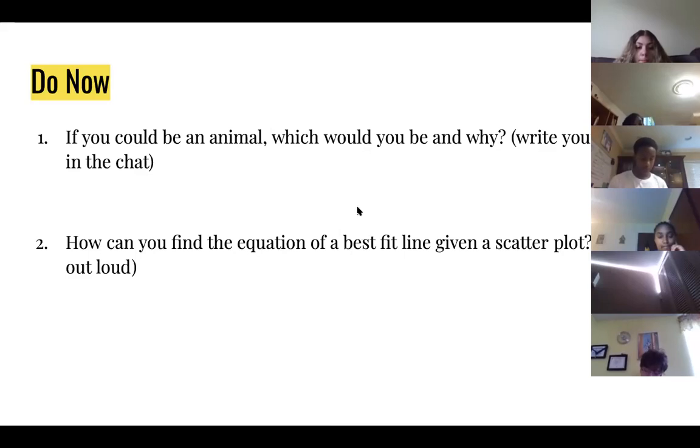Yep. The only thing I would add is that before you use that point slope formula, you need to find the slope. So you need to find the slope between the 2 points that you chose. Okay. Yep, good job. All right, let's go ahead and get started with our agenda for today.